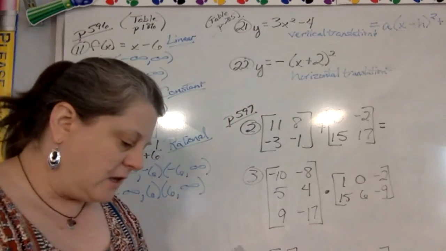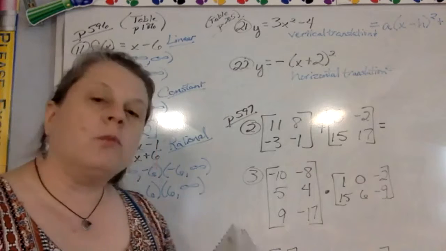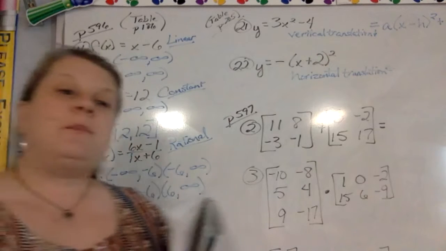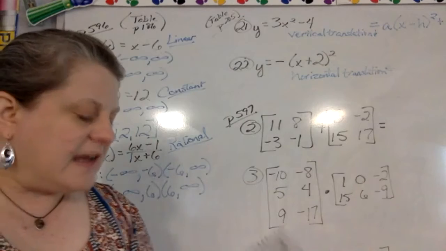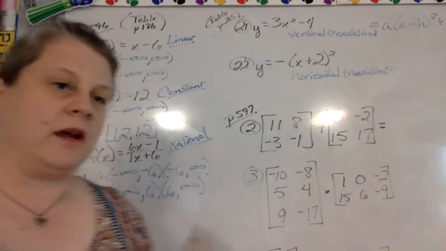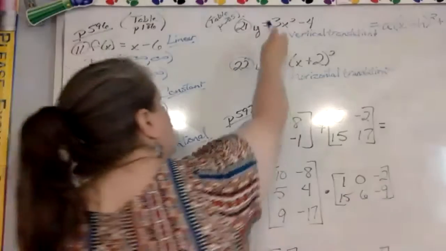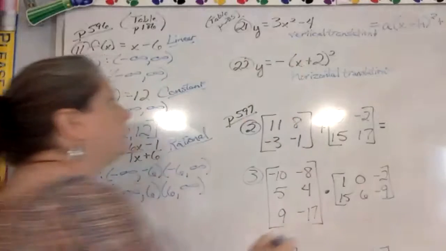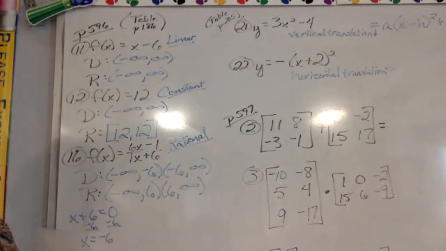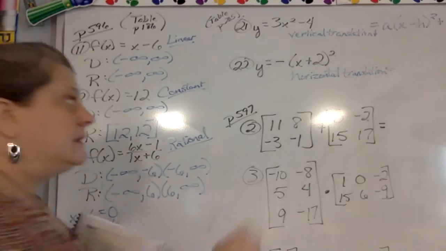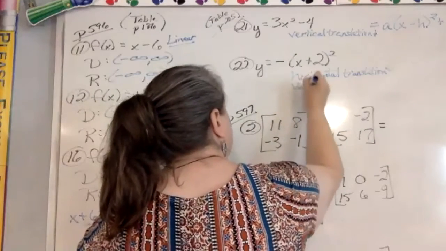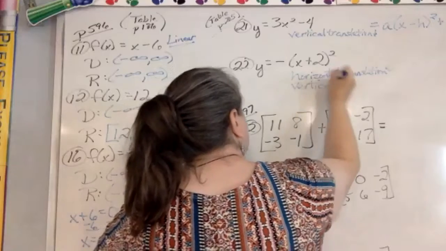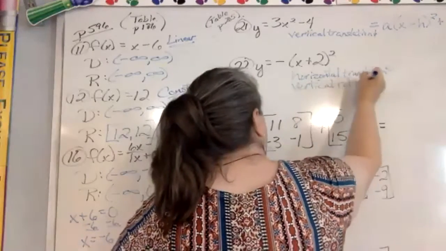Okay. Now we got to see what else we have. The next thing that talks about in the table is a vertical reflection when it's flipping it over. So when it's flipping it over, you'll notice it just has a negative in front of the x squared. Do either one of these have a negative in front of the x squared? Yes. This one has a negative in the front. So this one's also going to have a vertical reflection.